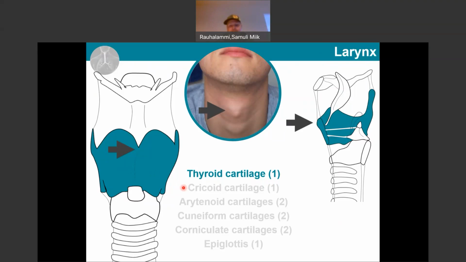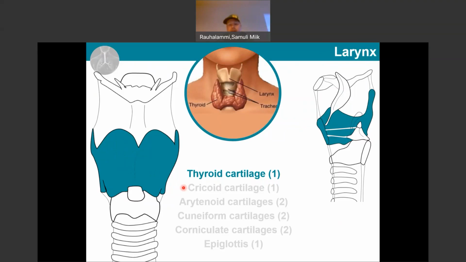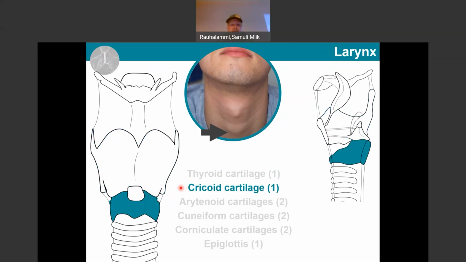But I want to have a look at another cartilage. Here we have the thyroid gland. The second cartilage that I wanted to talk about is going to be our cricoid cartilage. Cricoid cartilage is further down, so more inferior from the thyroid cartilage. And again, you can see it on the superficial anatomy. You can follow from the thyroid cartilage from the Adam's apple down and find it on yourself.